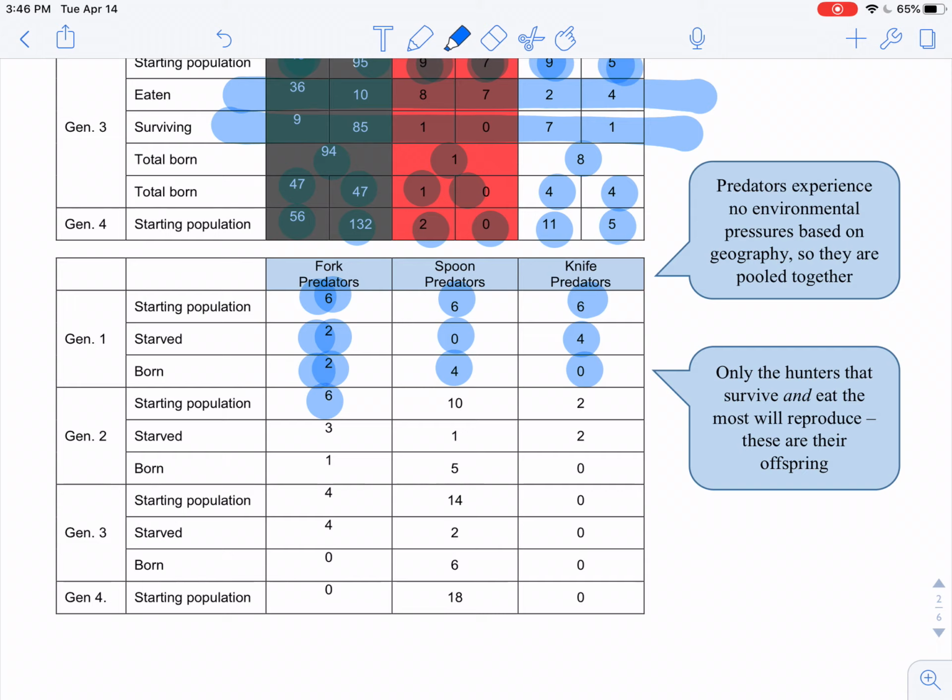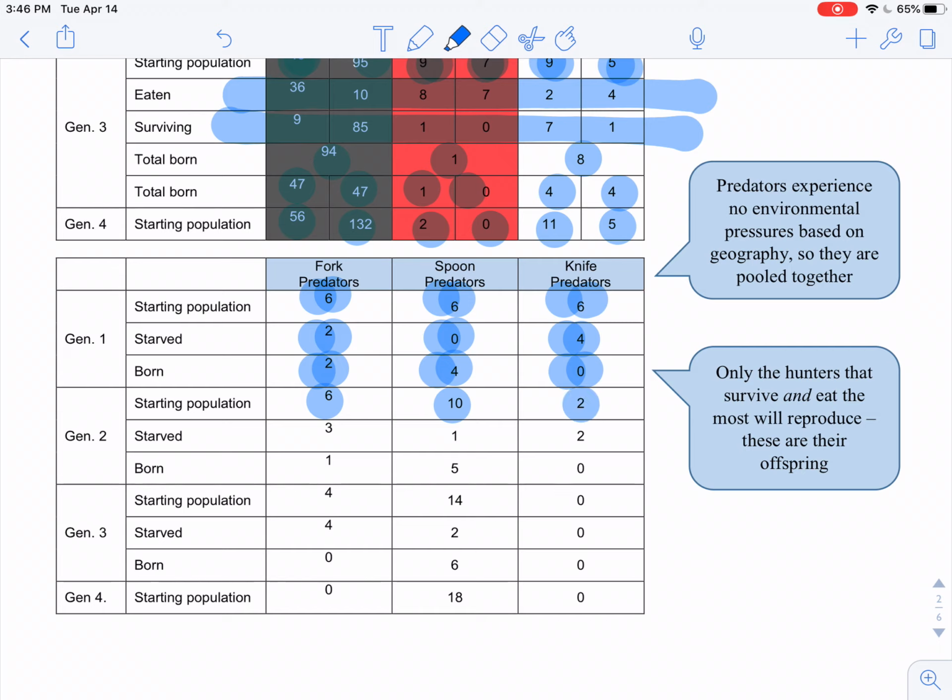For spoons, we started with 6. Nobody died. So we have 6 survivors plus 4 new babies. That's 10 total in the next generation. For the knives, we started with 6. We lost 4 of them, leaving 2. No new knives will be born into the next generation, which is why we have 2.